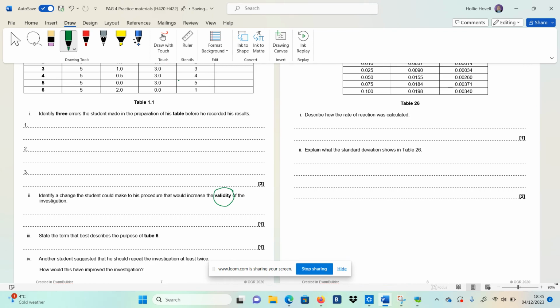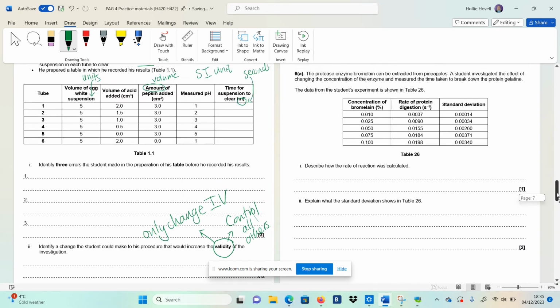The way you do that is by only changing one variable, the independent variable, and controlling all others. Everything else you control, you should be doing. You change the independent, you measure the dependent, and you should try and control everything else. So what did he not mention controlling that they could have controlled?